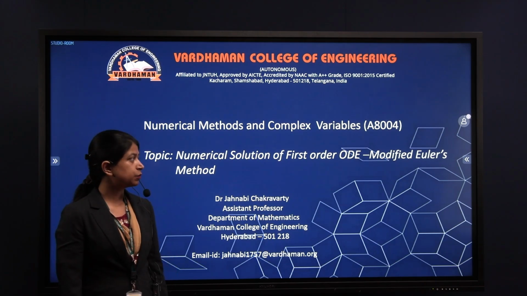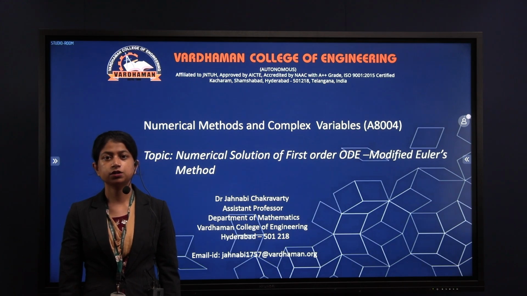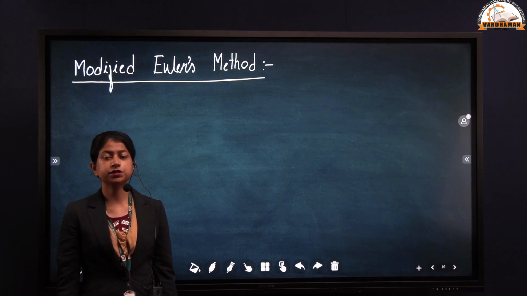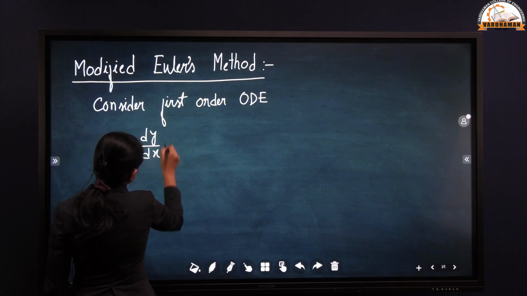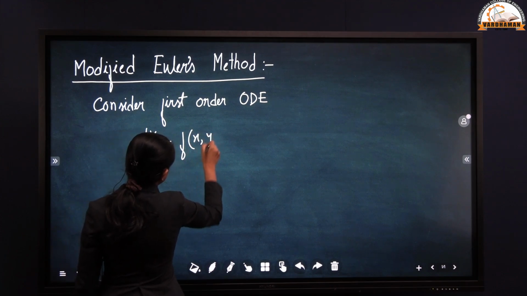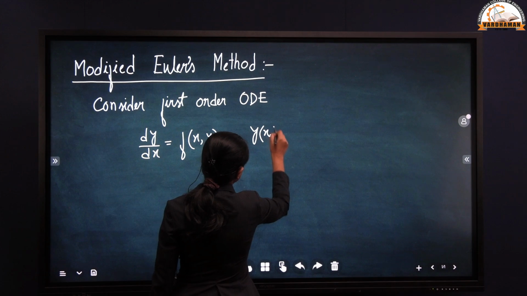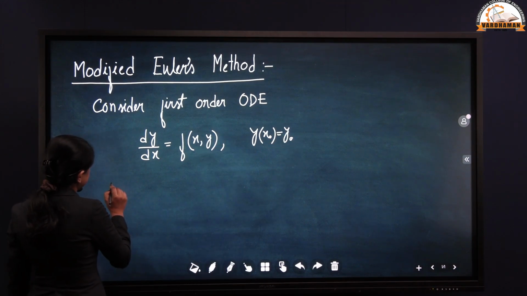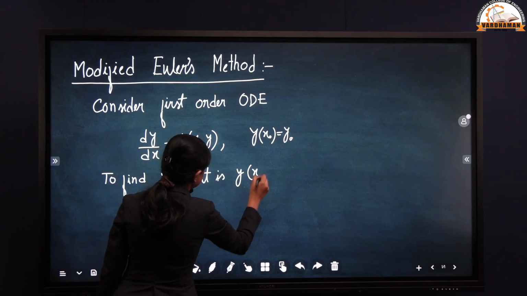Today in this video, I'm going to discuss how to find numerical solution of first order ordinary differential equation using modified Euler's method. First of all, we will consider the first order ordinary differential equation as dy by dx is equal to f of x comma y with the initial condition y at x naught equal to y naught. So here first of all we will find y at x1. To find y1, that is y at x1.